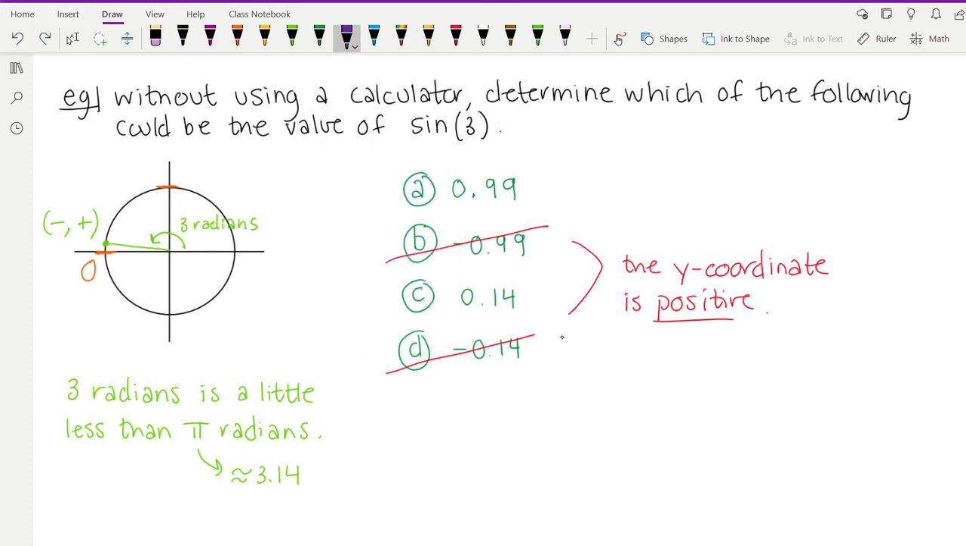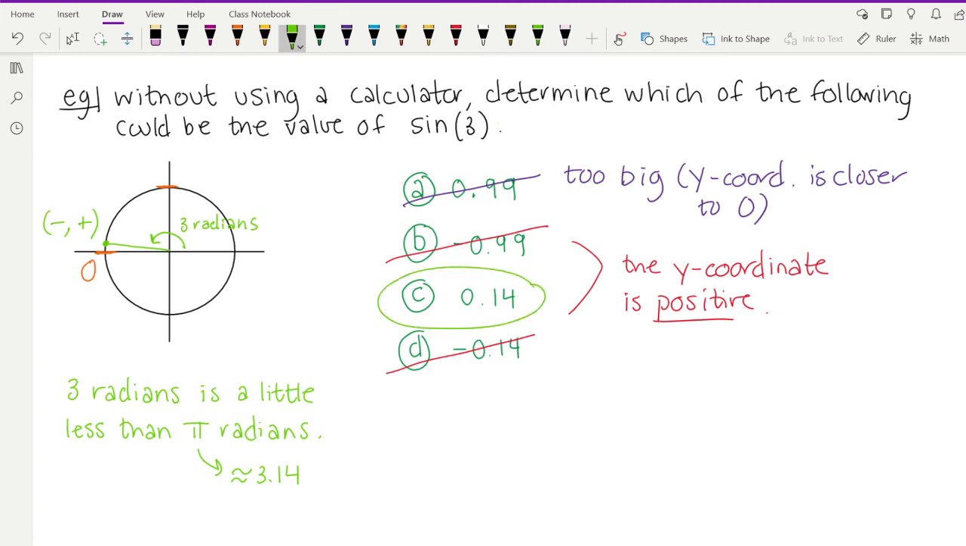So I'm going to cross this out and say this is too big. We can tell that the y coordinate is closer to 0 than it is to 1. And so that leaves us with the only option being this angle here.